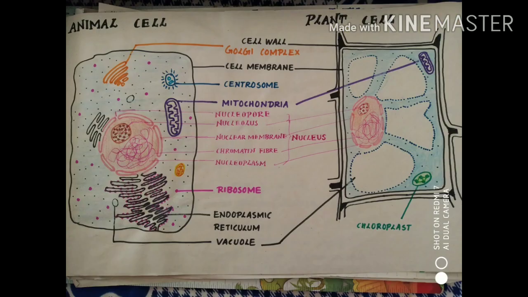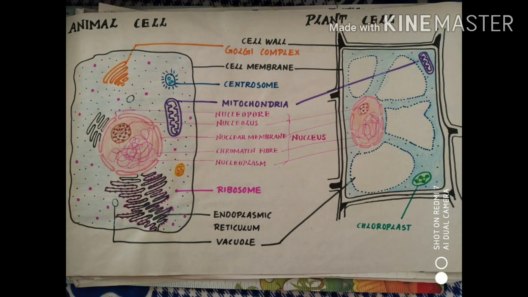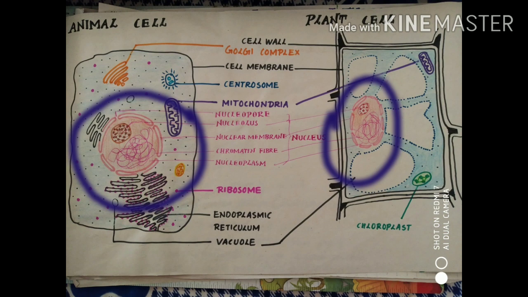Now, let's have a look at the animal cell and plant cell. In an animal cell, the outermost membrane is the cell membrane, whereas in a plant cell, it is the cell wall. In an animal cell, the nucleus is almost in the center of the cell and is large and prominent, whereas in a plant cell, it is slightly towards one side of the cell because of the presence of large vacuoles.